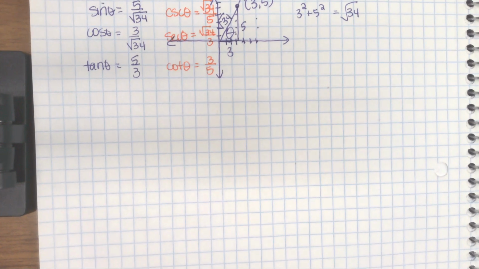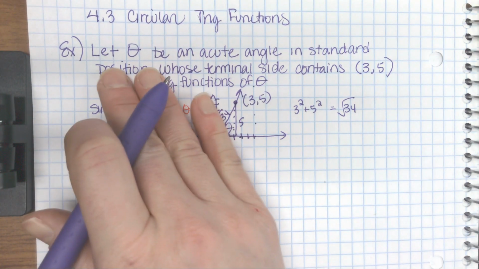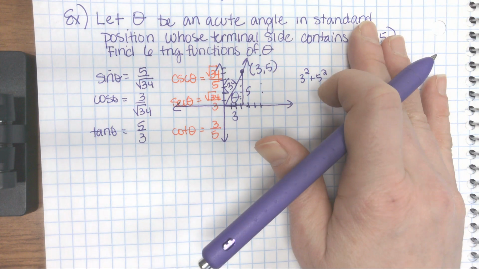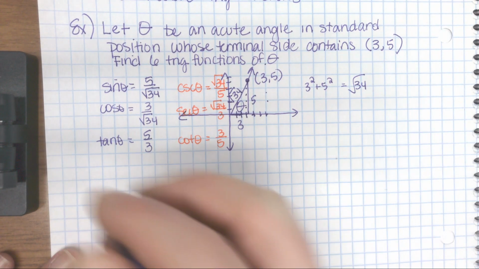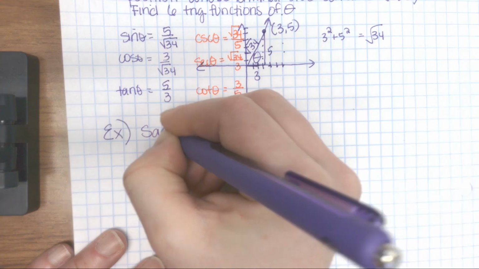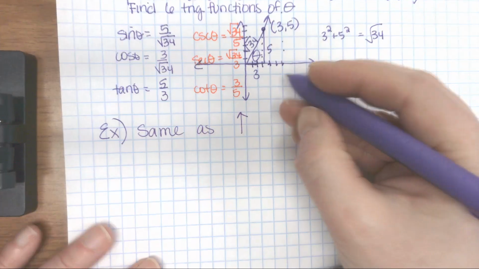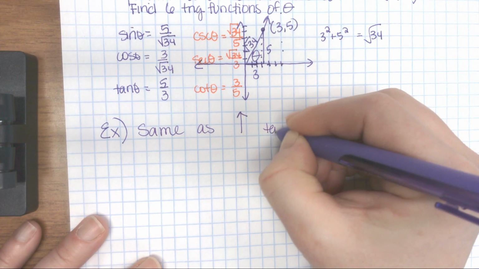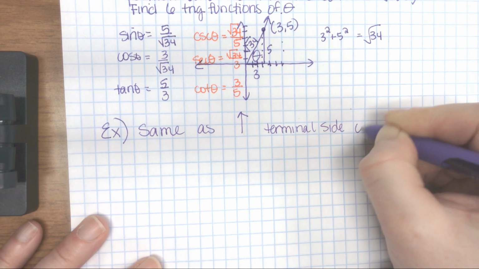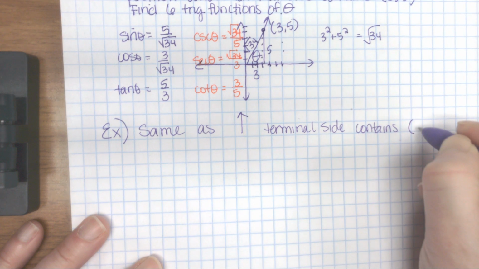I'm not going to go through this because I think it's redundant to write this whole thing out again. Would you agree with that? Okay. So this time, we're going to do same as above, but this time the terminal side contains (-3, 5).